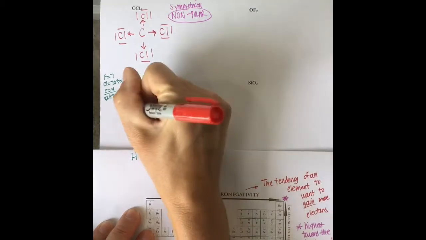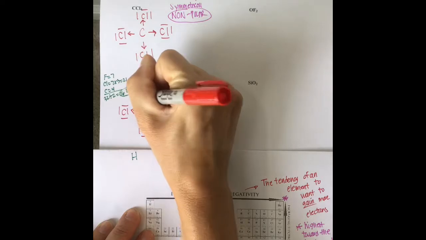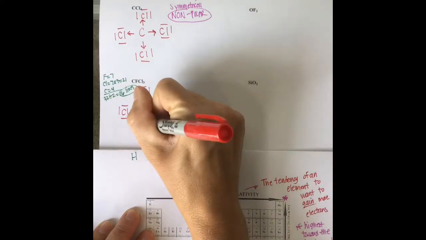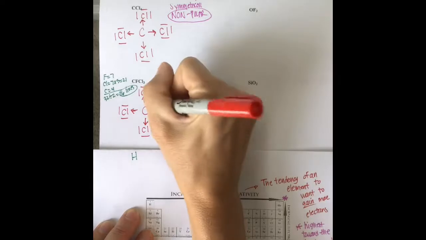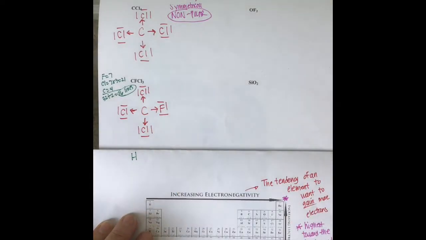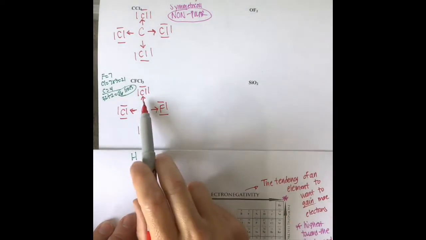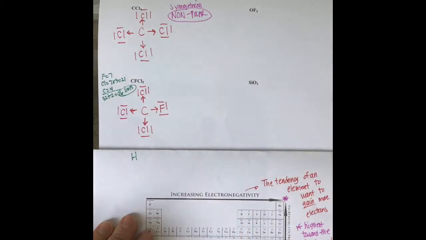The chlorines pull harder, so I'm going to draw my arrows pointing towards the one who wins. And same thing for fluorine. Fluorine is the most electronegative atom on the whole periodic table, so we're going to draw that bond outward. Okay, so you have 4 polar bonds in this.